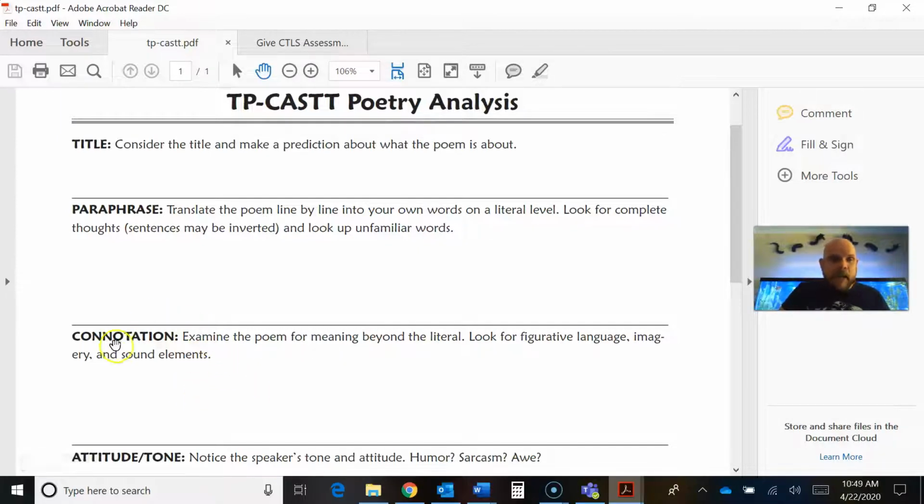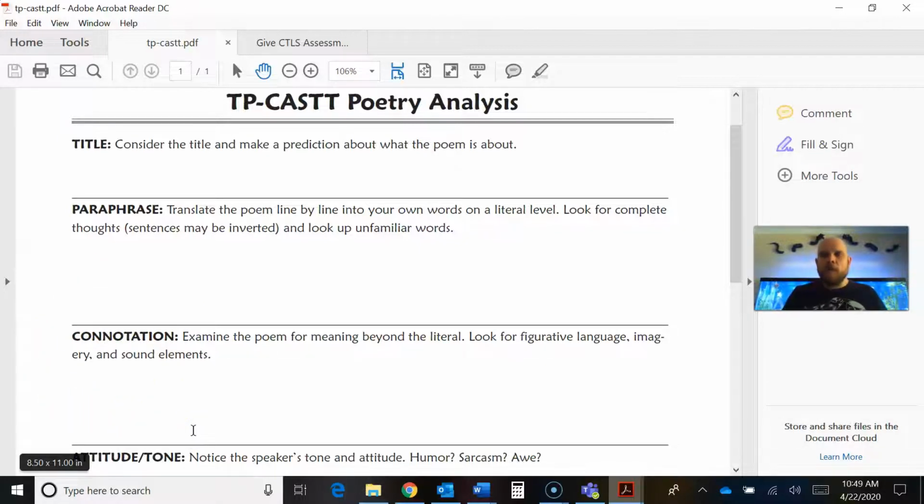In Charge of the Light Brigade, it was meant to mimic the sound of horses riding, but the sound element could be anything. Alliteration, again, the repetition of the consonant sound at the beginning. Rhyme has a great effect on us. Rhythm has a great effect on us as well. Meter, all that. Is it iambic pentameter? That very kind of highfalutin, like iambic pentameter or a sonnet. So you want to look at all of those things. So connotation for me is the heart of the analysis of TP-Castt.